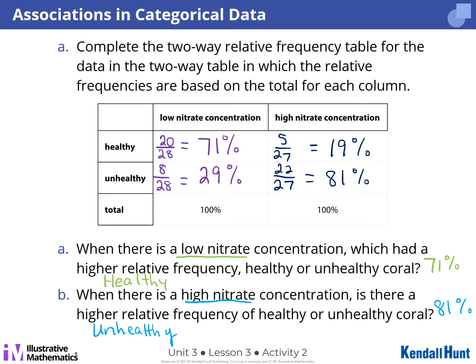Because those percentages are so drastically different, we have 71% healthy versus 29% unhealthy in our low nitrate concentration, and 19% healthy versus 81% unhealthy in our high nitrate concentration. There's probably an association here. Just to be sure, maybe we should check our row relative frequency.